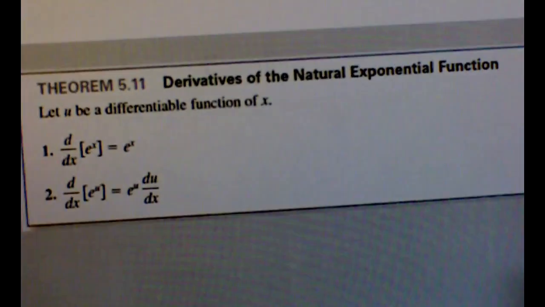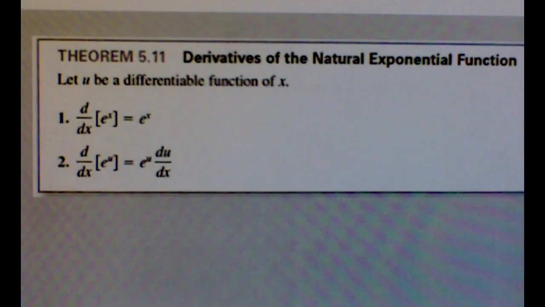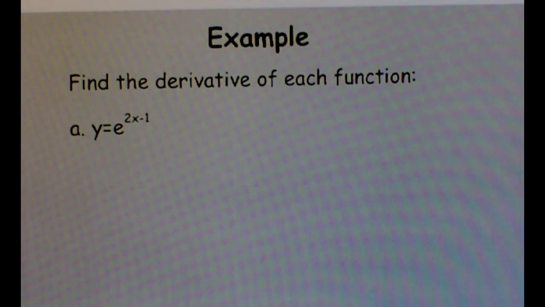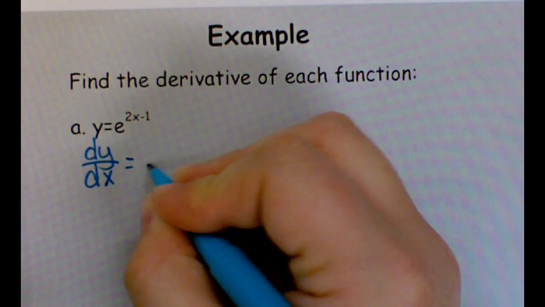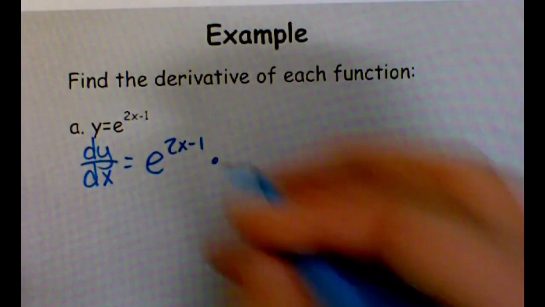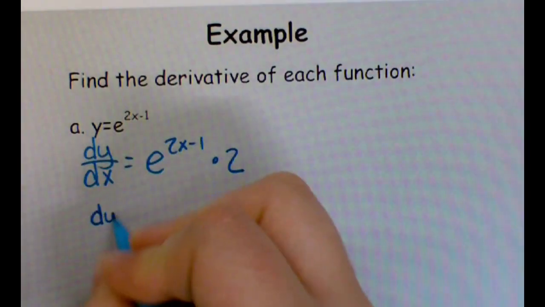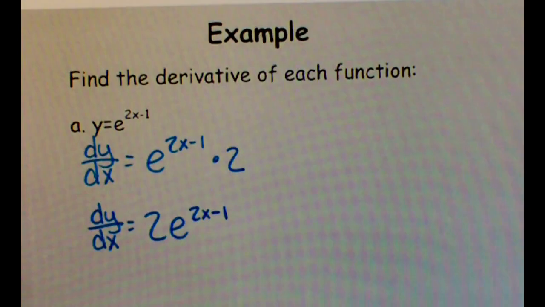So, derivatives of the natural exponential function. The derivative of e to the x power is e to the x power. The derivative of e to the u power is e to the u power times the derivative of u. So let's find some derivatives. y equals e to the 2x minus 1 power. Well, the derivative of e is e. dy/dx is e to the 2x minus 1 power times the derivative of 2x minus 1, which is just 2. Written a little nicer, dy/dx equals 2e to the 2x minus 1 power.